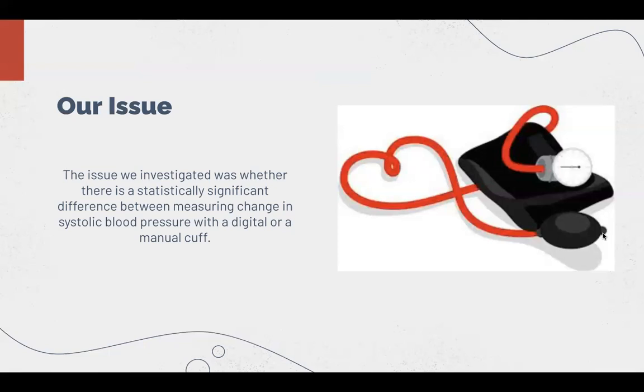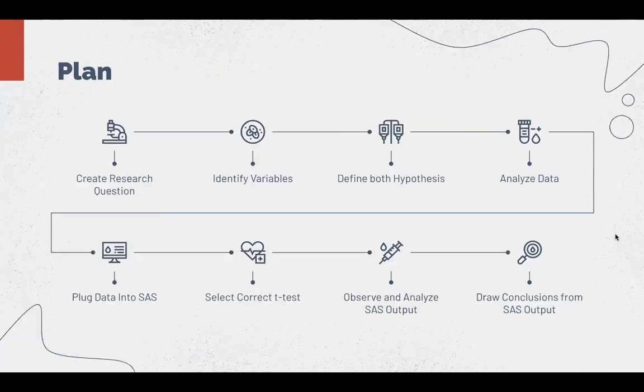The issue we investigated was whether there is a statistically significant difference between measuring a change in systolic blood pressure with a digital or a manual cuff. We also had other variables in our data, but that was our main research question. And our plan was to identify and create a research question, then identify the variables in our data. And after that, we defined both our null and our alternative hypotheses.